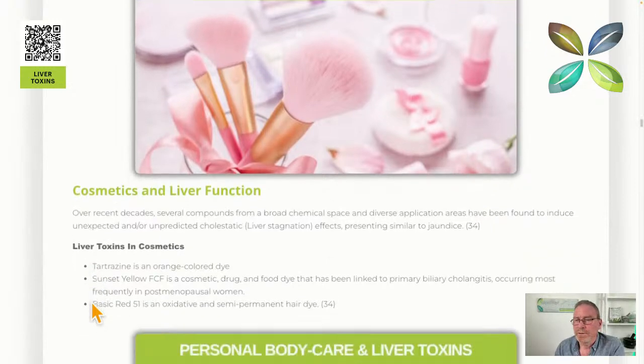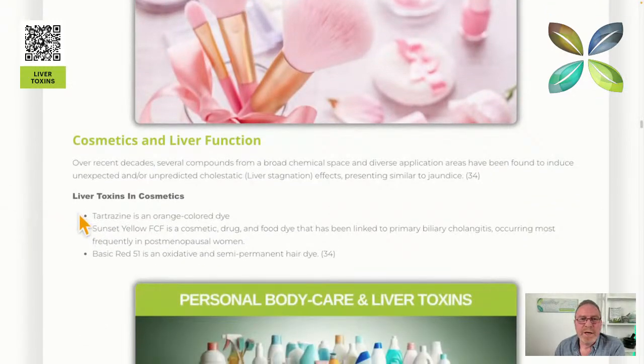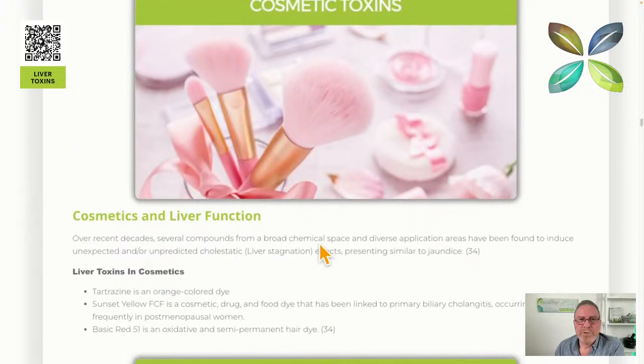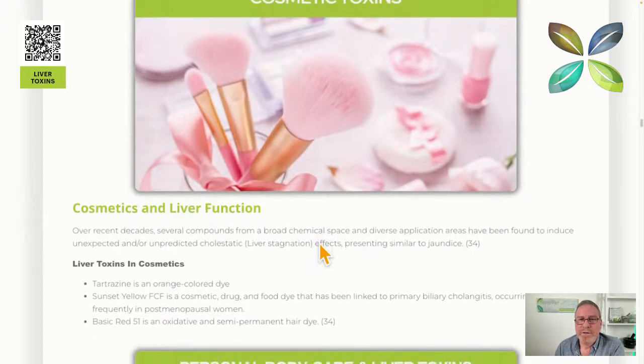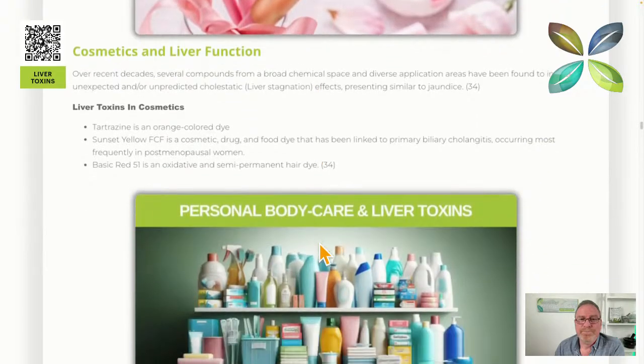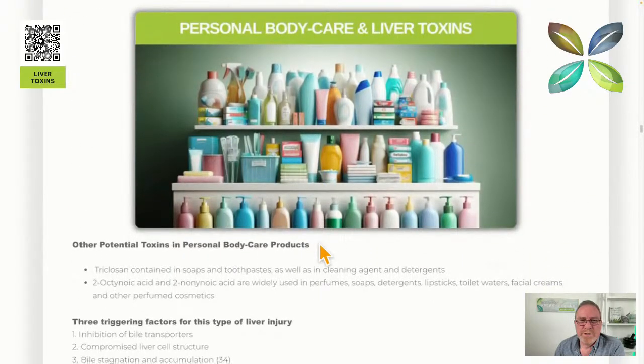So cosmetics. Interestingly, a lot of these colorings, so the orange colored dye, yellow dye in the cosmetics, red coloring, and of course, a lot of cosmetics have this, don't they? Coloring. So we put them on the skin, on the lips, on the face, and they get absorbed in the same fashion through the skin and eventually affect the liver. But there's a whole range. So you've got soaps, shampoos, body care, body cleaning products, things you put on your skin, lotions and creams. There's a huge range of possibilities.